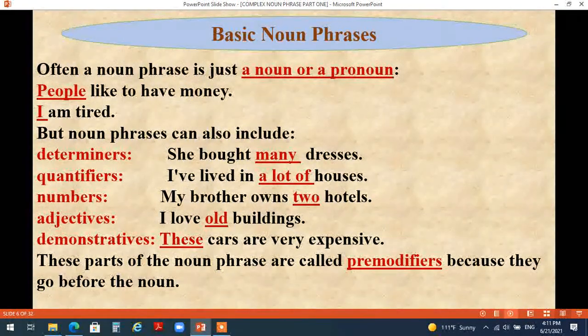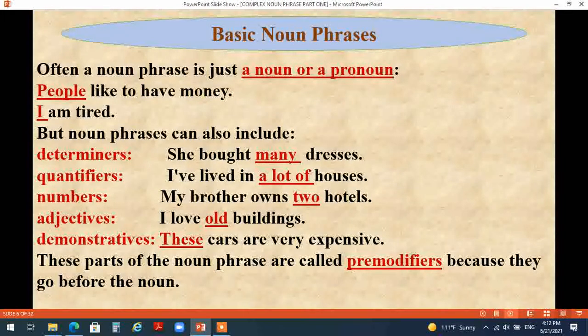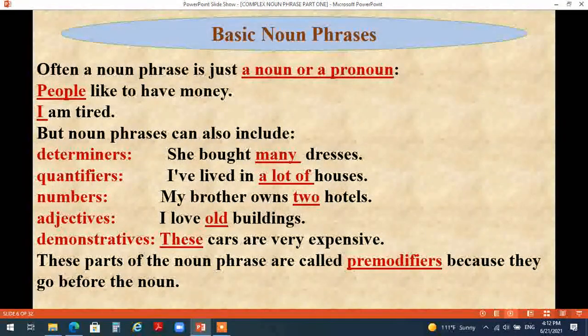Numbers. أحيانا يوجد رقم معين نستخدمه كوصف للاسم الذي يأتي بعده. For example, my brother owns 2 hotels. Or an adjective. أحد الصفات. I love old buildings. إذن old is an adjective which is used to modify the noun buildings. Demonstratives اللي هي أسماء الإشارة. For example, these cars are very expensive. نلاحظ أنه the head noun is the word cars and it has been pre-modified by using the demonstrative these.